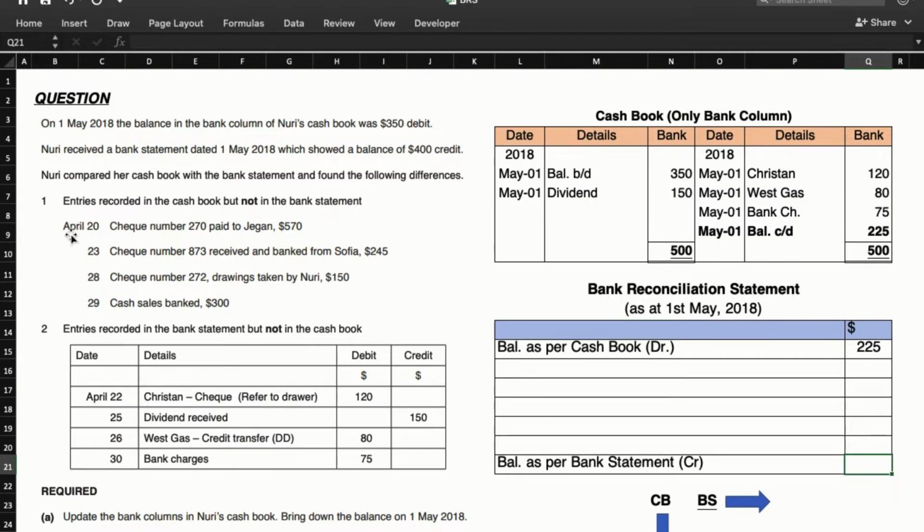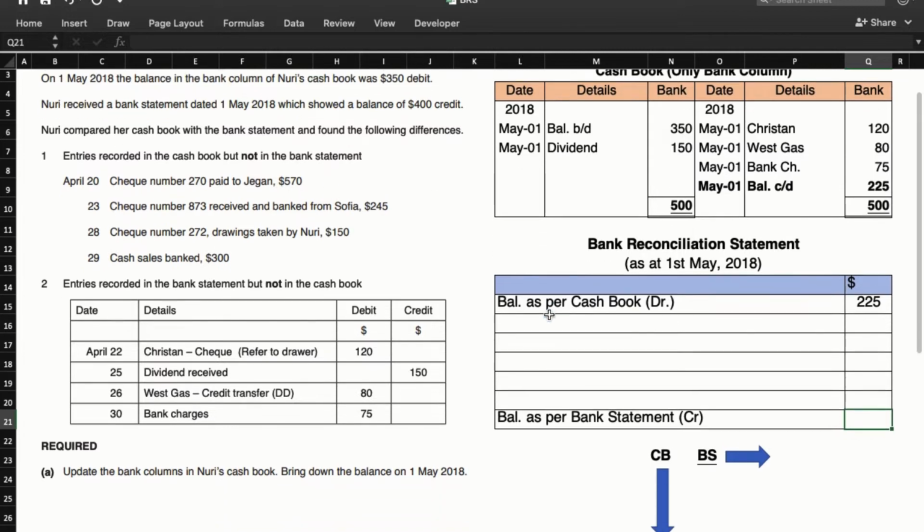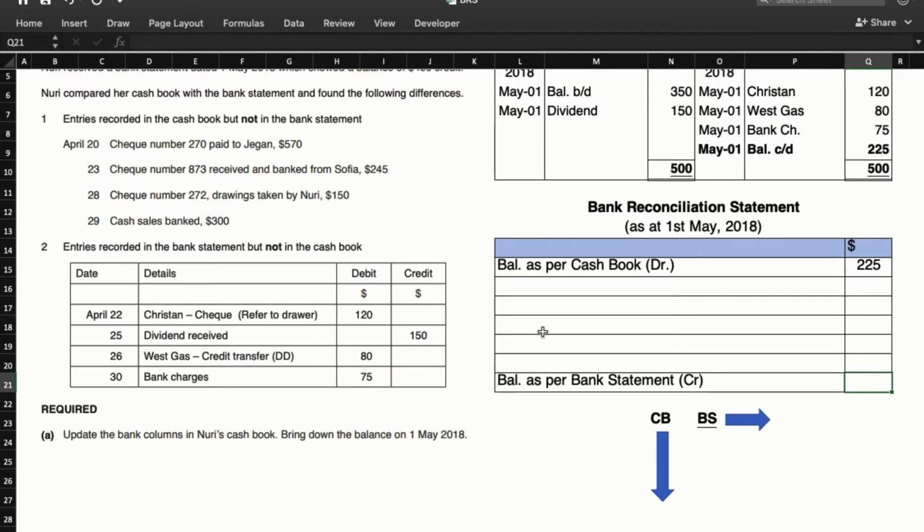So let's see. The first transaction is check number 270 paid to Jagan, and the amount is $570. It means I gave this check to Jagan to make the payment of $570. The day I gave this check to Jagan, I immediately entered it in the cash book, and because of that, the cash book balance decreased by $570. But Jagan didn't present the check in the bank to get the payment. So in the bank statement, the balance remained as it is. In the cash book, the balance already decreased, but in the bank statement, there is no change with regard to this transaction.